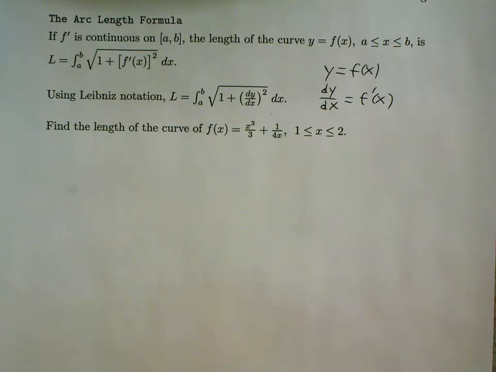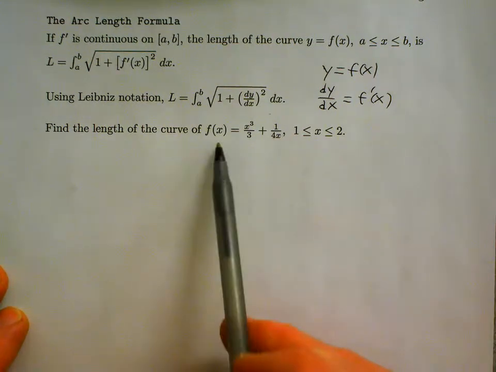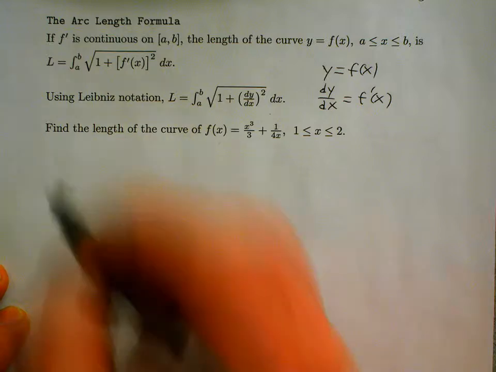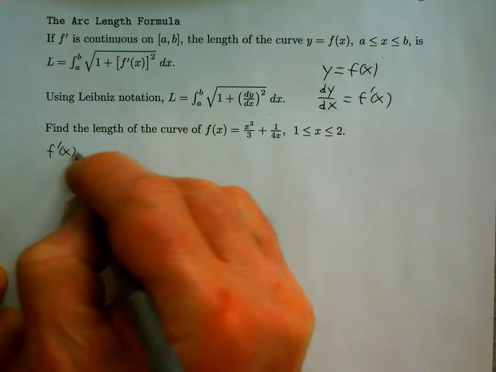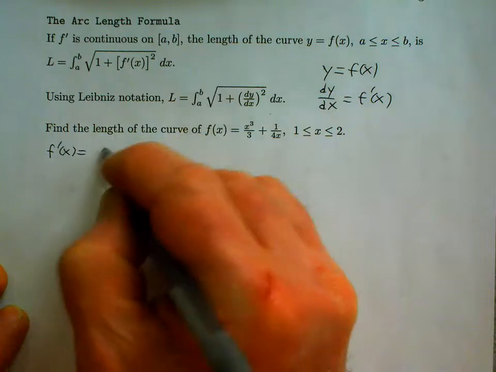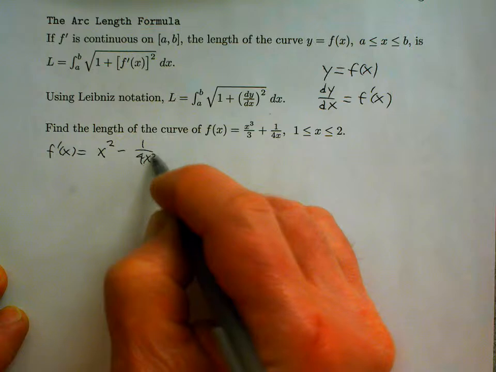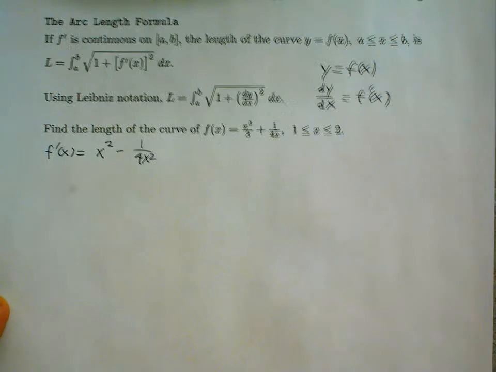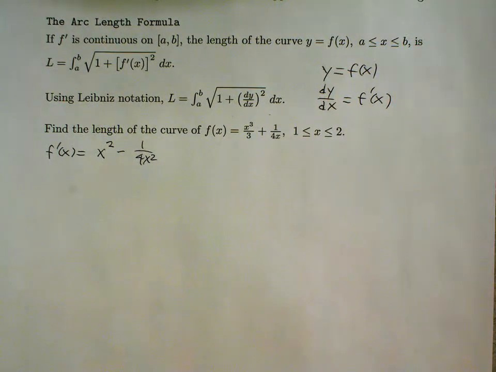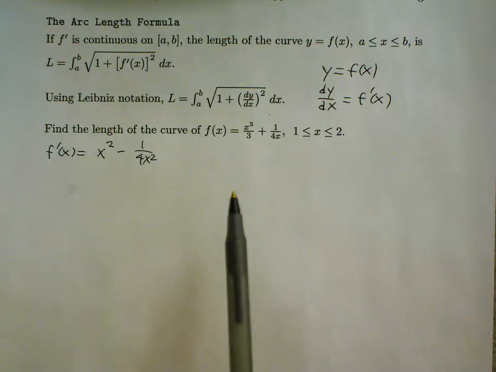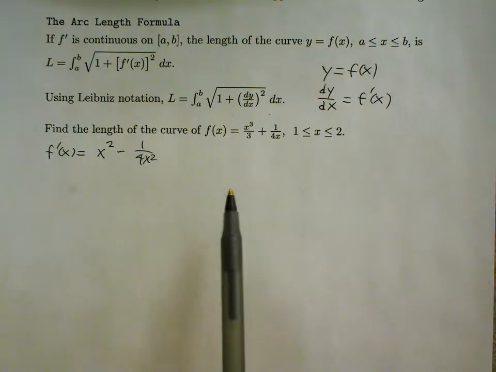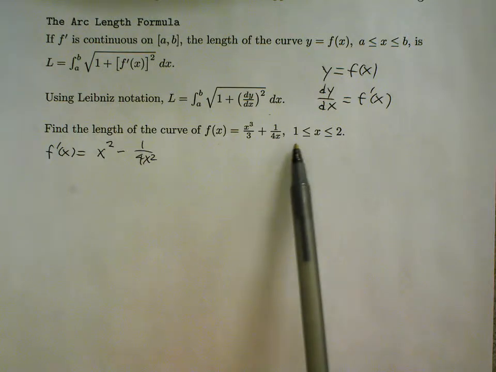I'll go ahead and start it. You can keep working on it and try to ignore me if you want. We do need to know what the derivative is. So f prime of x is x squared, and then minus 1 over 4x to the second. And we're going to have to square this quantity and then add 1 to it and put it inside the square root, and then integrate it from x equals 1 to x equals 2.